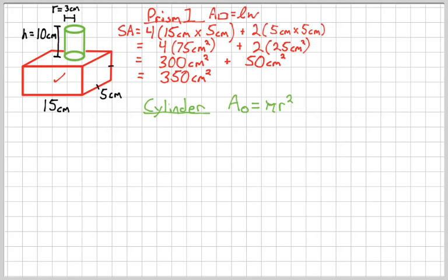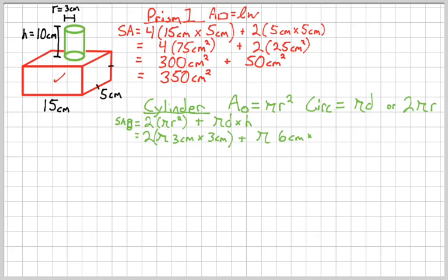Now, a couple different formulas. I need area of a circle, which is pi r squared, and I need circumference, which is pi times diameter, or 2 times pi times r. So we'll set up. We have 2 circles that we need to account for. So I have 2 pi r squared plus pi times my diameter times the height of my cylinder. So substitute in, we get 3 centimeters for our radius times 3 centimeters, and 6 centimeters for our diameter times our 10 centimeters of height.